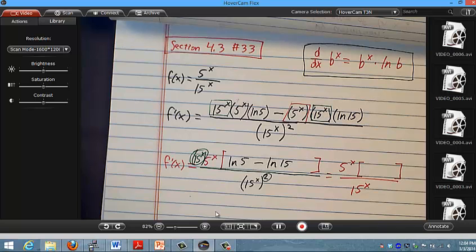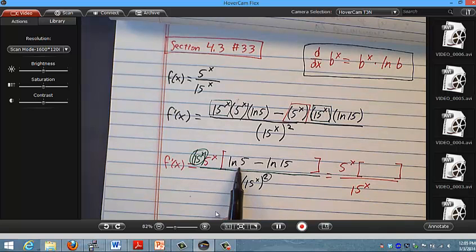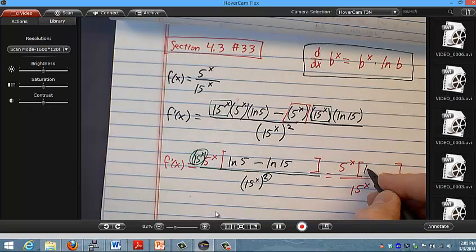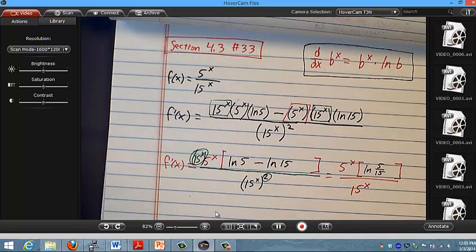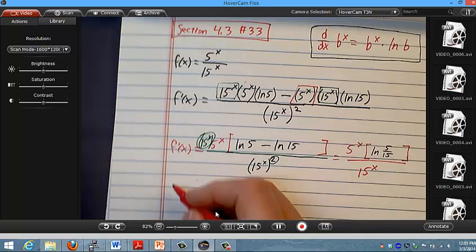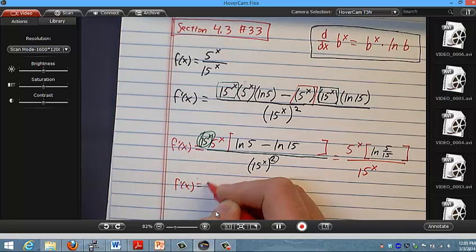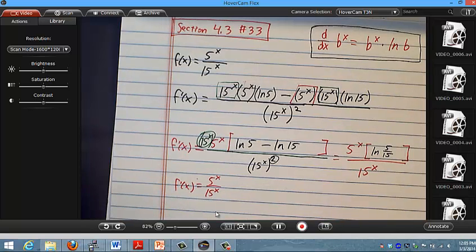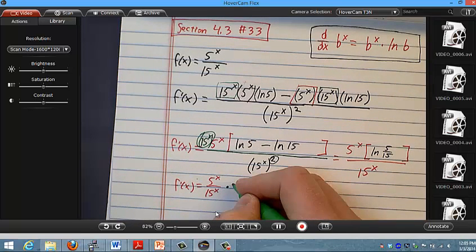So it's funny because that's almost what I had before. I guess the only thing different is I'm going to have something up here now. By the way, is there a way to rewrite natural log of 5 minus natural log of 15? There's your log laws at work. So really, I guess we could say that f prime of x is also 5 to the x over 15 to the x, but you just have to multiply by a constant. So times the natural log of 1/3.